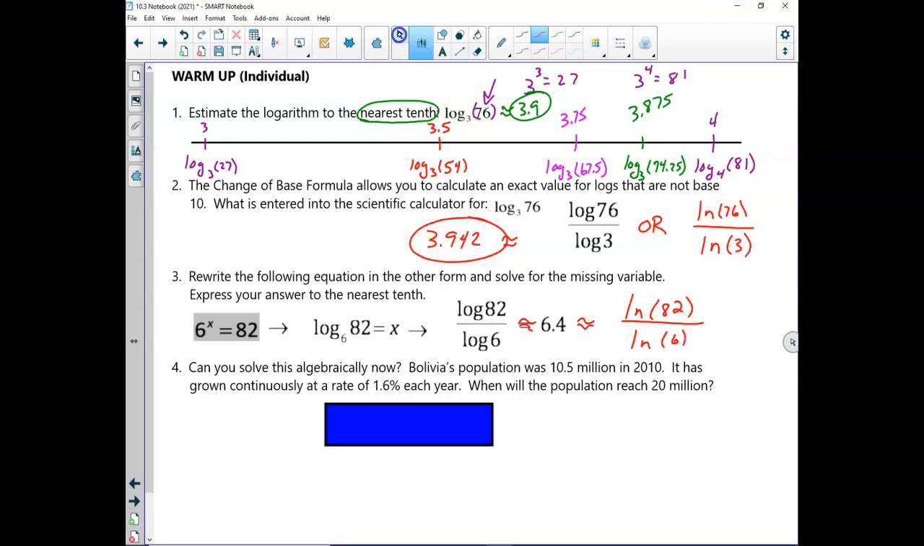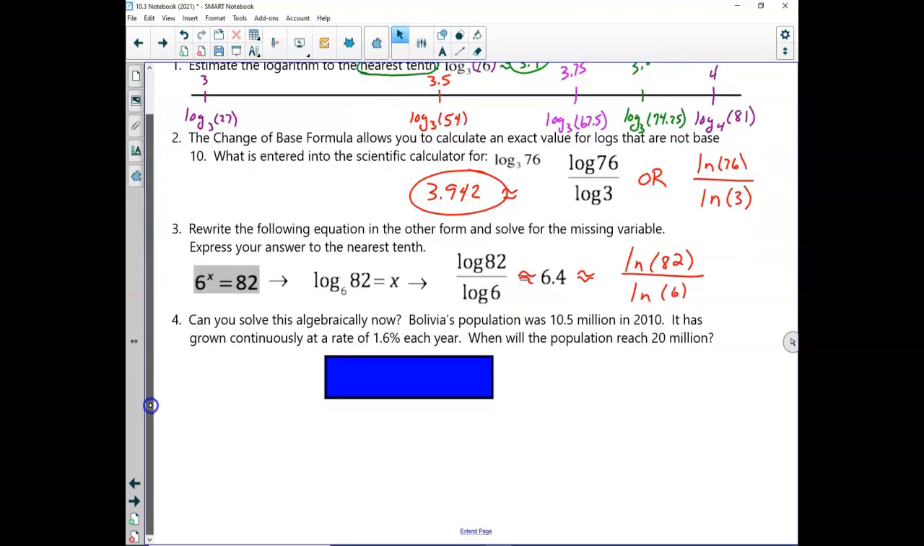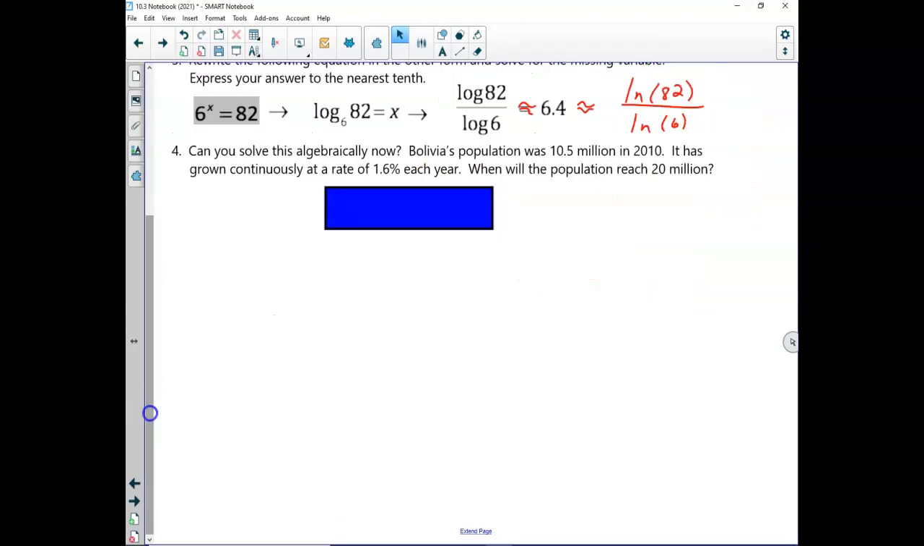All right. Now this very last one, okay, we worked last chapter with continuous growth. Can you solve this algebraically now? Well, Bolivia's population was 10.5 million in 2010, so that means t equals 0 at 2010. It has grown continuously at a rate of 1.6% each year. When will the population reach 20 million? Well, remember, this is bringing us to N of t equals N sub naught, our beginning value, times e to the r times t power.